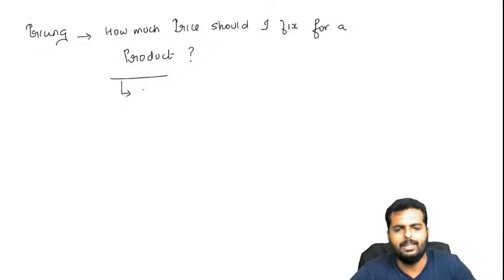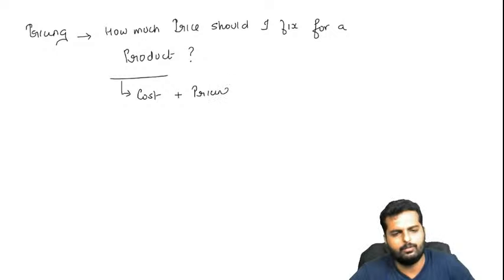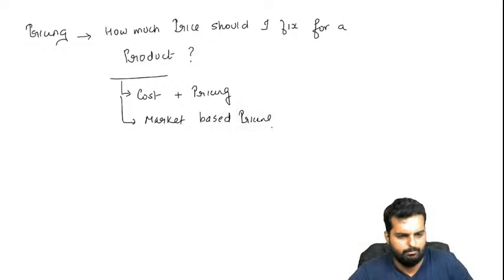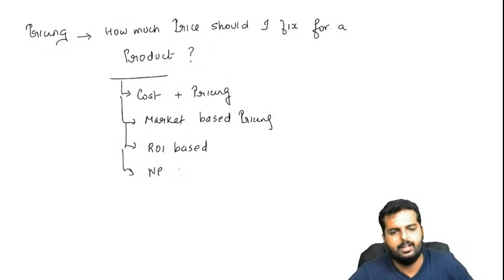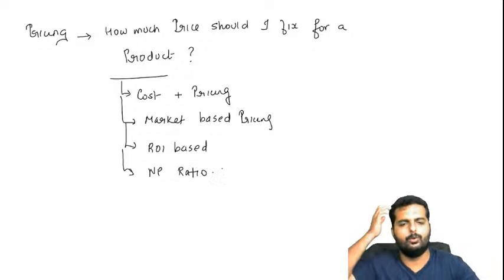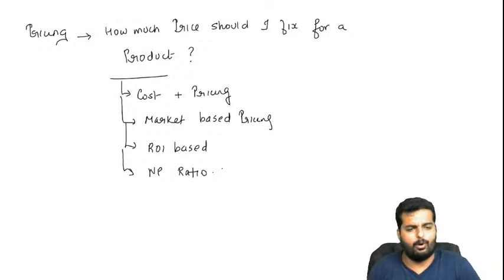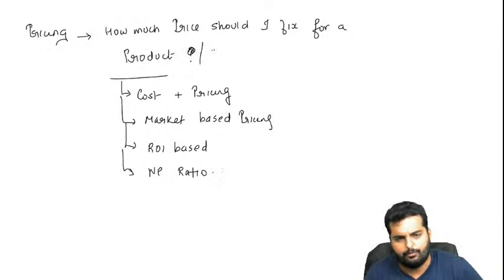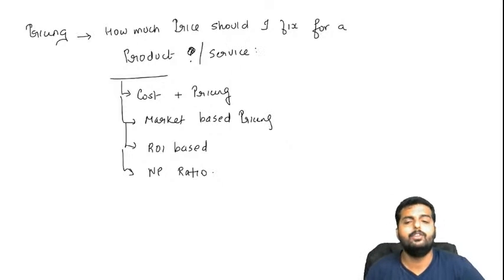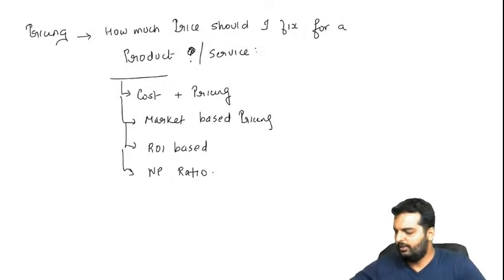And for this, there are many methods. The common ones are what I'm putting over here. The first one is cost plus pricing. Then you have market based pricing. Then you have ROI based pricing. And the last one is NP ratio based pricing. So this is the question we are trying to answer: how much price should I fix for a product, or for a service? Can you please write this down in your books now, friends?